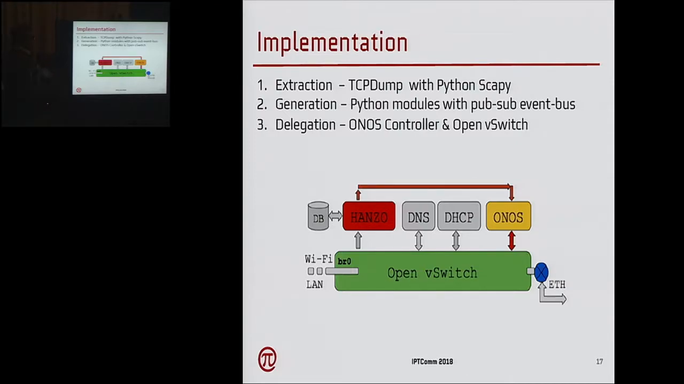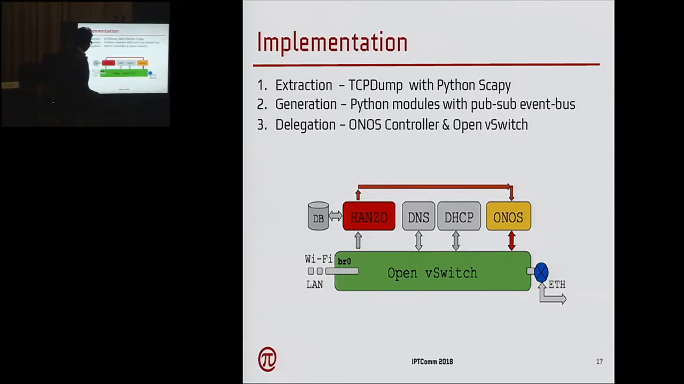Finally, the implementation part: you have the extraction stage. We are using tcpdump with the Python HANZO Framework. The generation stage is using Python modules where there is an in-memory event bus. As soon as everything happens, there is a publish-subscribe method. And finally, in the delegation stage, we are using an SDN framework, and we use Open vSwitch.